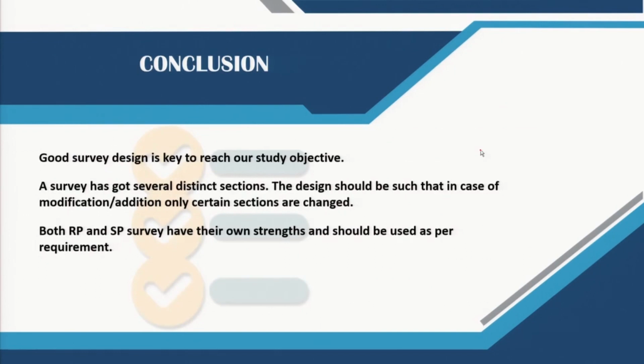To conclude, we can say that a good survey design is key to reaching our study objective. A survey has several distinct sections. The design should be such that in case of modification or addition, only certain sections need to be changed. Both RP and SP surveys have their own strengths and should be used as per requirement.